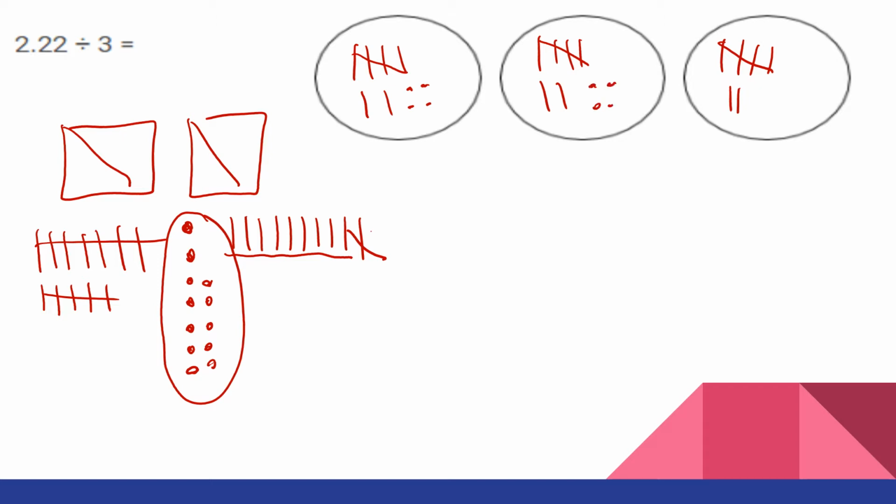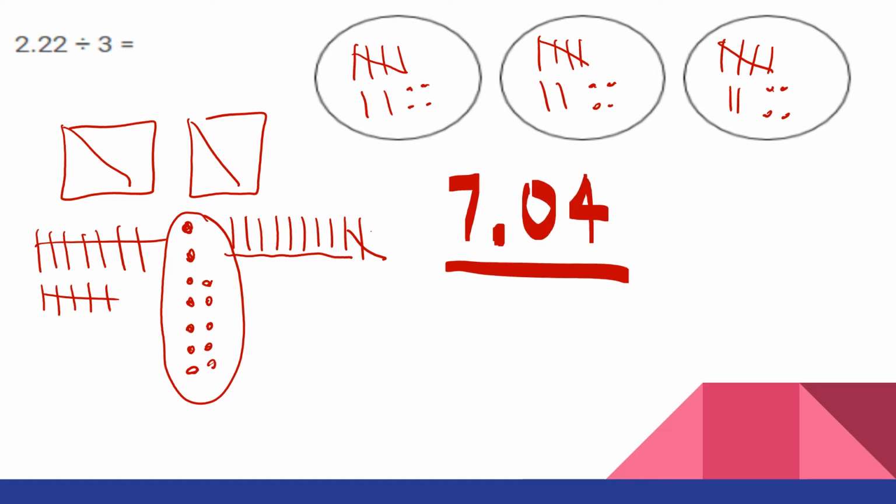6, 7, 8, 9, 10, 11, 12. For a total of 7 tenths and 4 hundredths. Wrote that pretty big.